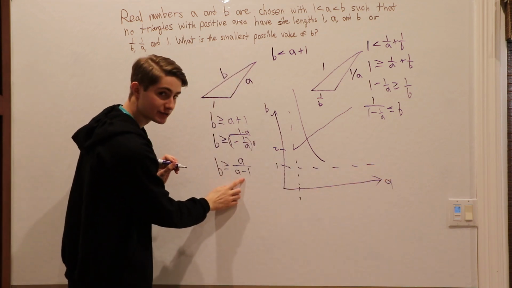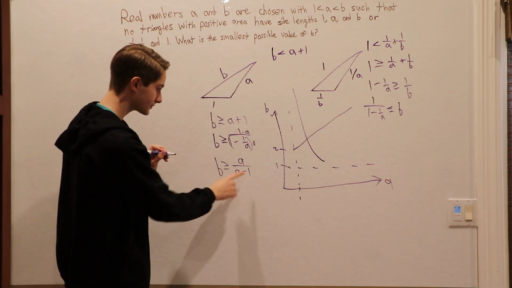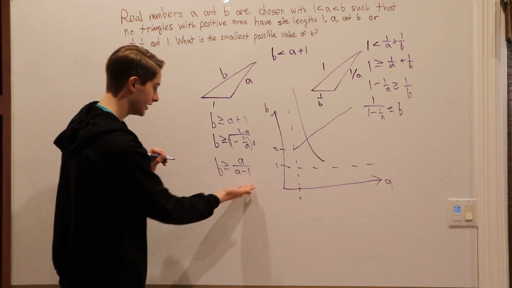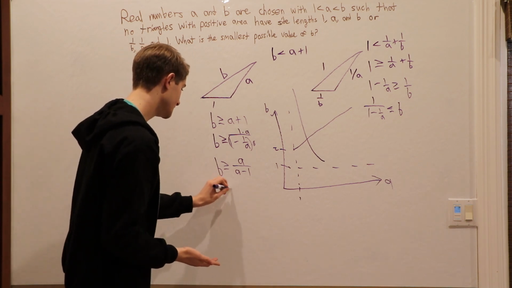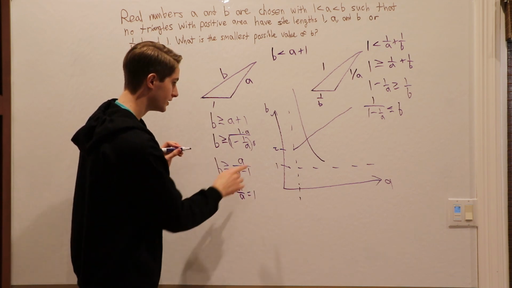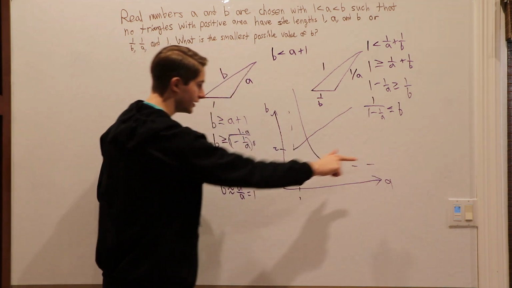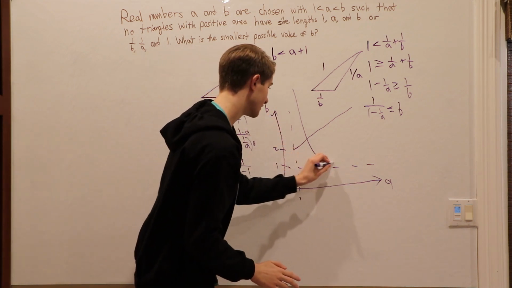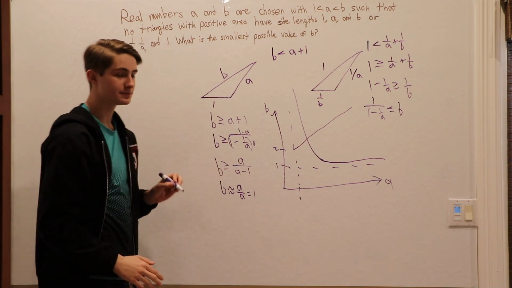and then when we go the other way, as a gets bigger and bigger and bigger, what's going to happen is this minus 1 won't really matter that much, and what we're just going to end up with is b is about a over a, which is just 1. So the bigger a gets this way, the closer b is going to get to just 1. So the graph is going to go out like this.